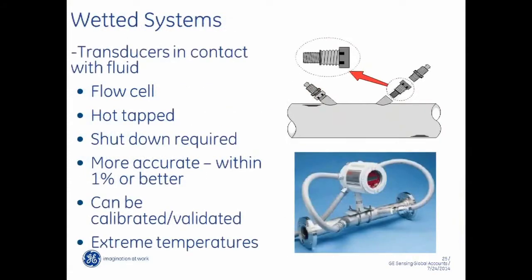In wetted systems, we use a flow cell, and they can be either hot tapped or cold tapped. Shutdown obviously is required because we have to install it. Certainly more accurate. Actually, this is probably kind of old. Typically within 1% if we don't calibrate the flow cell, but if we actually calibrate the flow cell, which we do most often now, typical accuracies are at 0.5% or better, which goes where we say it can be calibrated or validated. And we can deal with extreme temperatures.